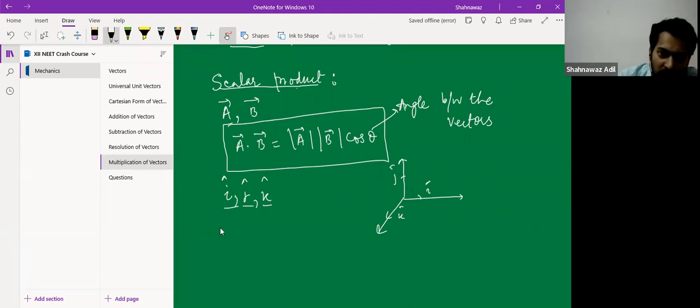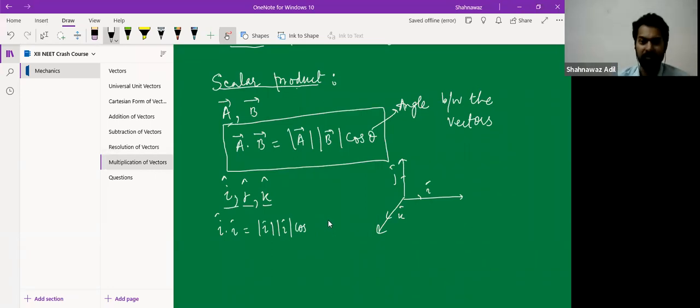So what will be the dot product of I into I? This will be magnitude of I and magnitude of I and cos. And what is the angle between I and I? Zero. So the magnitude of I is one, the magnitude of I is one, and cos zero is also one. So I dot I is one.